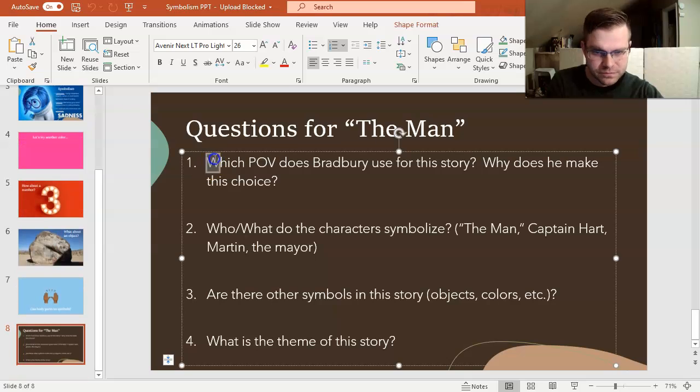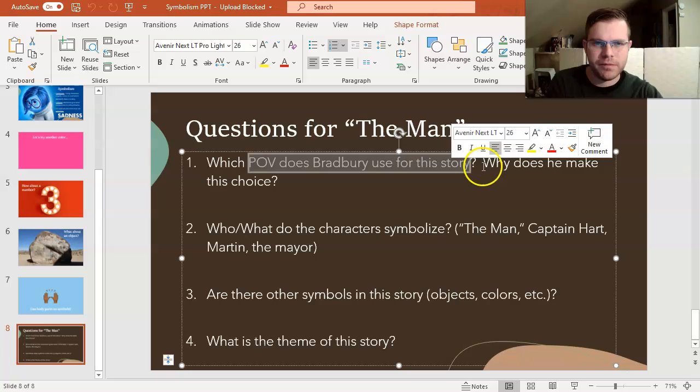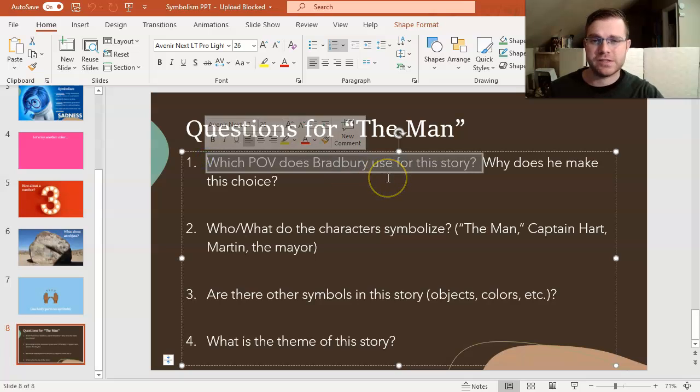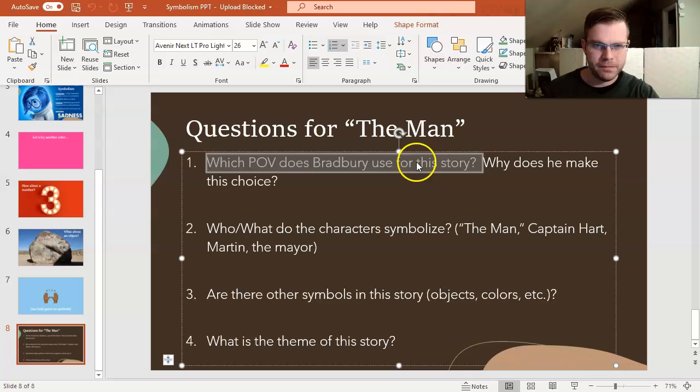For one, which point of view does Bradbury use for this story? In some of my classes, we were able to get to the fact that this is definitely a third-person point of view. Specifically, it's third-person limited, so we don't get to see what every character is thinking or feeling.